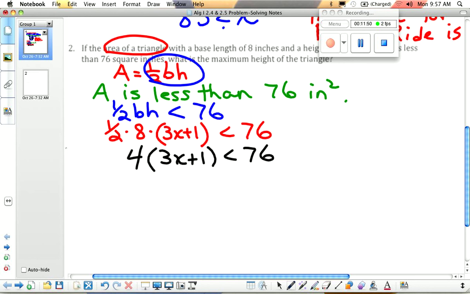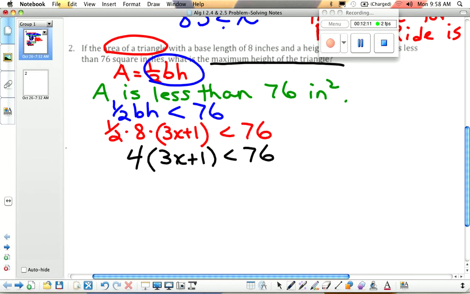We want to know what the maximum height of the triangle is, okay? And remember, which one of these is height? 3x plus 1. Okay, so the whole expression is representing the height, not just the x. The whole expression 3x plus 1 is representing the height.